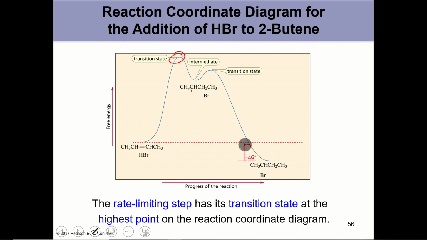You can see that the overall energy is negative, so the overall reaction is exothermic. You can see we have the intermediate, so this is the product at the intermediate step, and the product at the intermediate step is the reactant for the second step of the reaction. Okay.